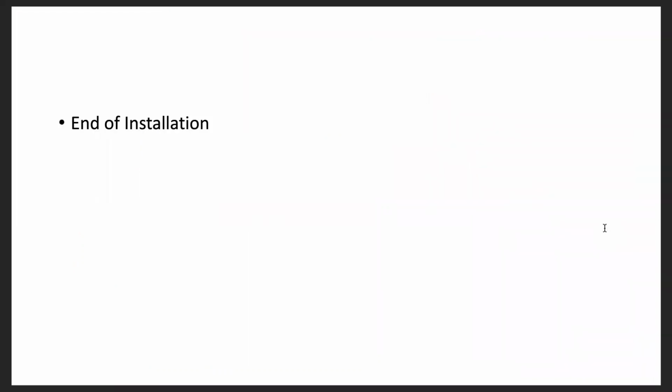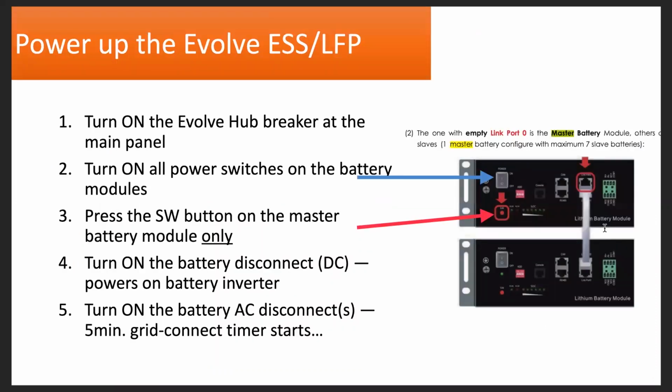So once it's been installed, that's it. You've got it all wired and ready to turn on. At this point, you would power up the Evolve battery system itself. Well, step one would be to turn on the Evolve hub breaker at the main panel. That's the 40 amp 2-pole breaker at the service panel, which applies power to the whole system. By turning on that power, you apply power to the backup loads panel as well as the Evolve hub itself. And it can run like that without the battery as long as that AK1 wire has been made.